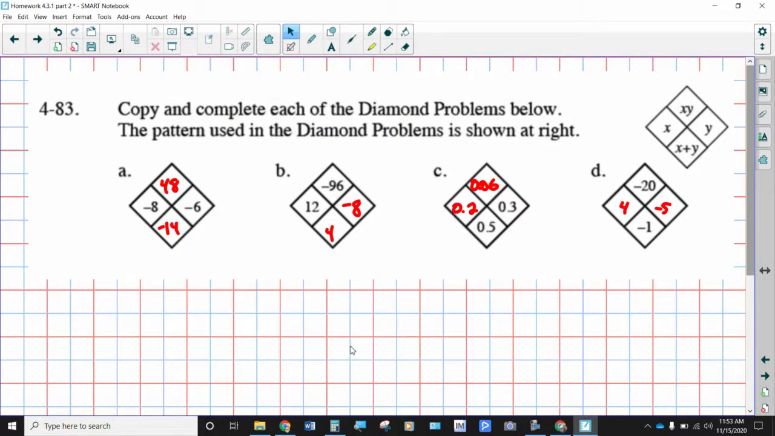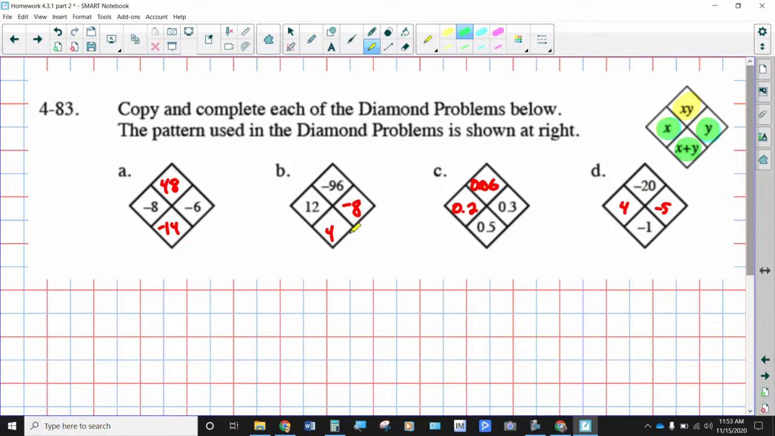All right, and then our diamond problems. Copy and complete these diamond problems. Remember, you multiply these two numbers together first, and their product gets written at the top. And when you add those two numbers together, their sum goes on the bottom. So here you go. -8 times -6 is -48, and -8 plus -6 is -14.